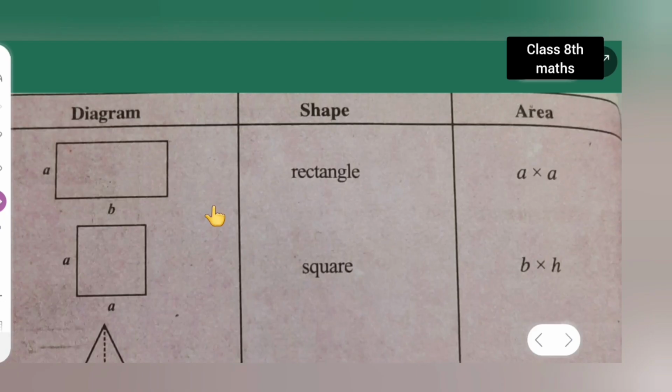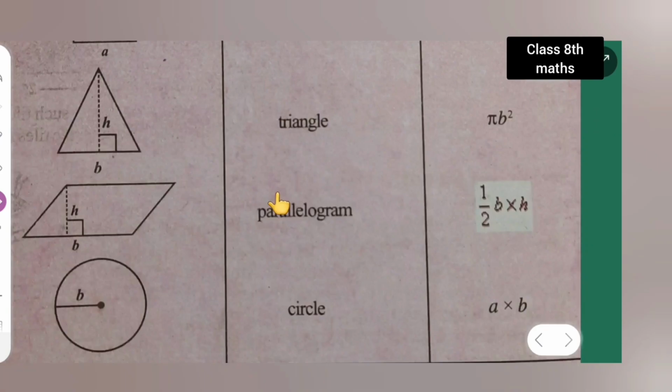So I have given you all something like this. The diagram, shape and area are given over here: for the rectangle, length into breadth, for the square a into a. Next, you all can take this down. Next is the triangle, half b into h, the parallelogram is b into h, and the circle is pi r squared.